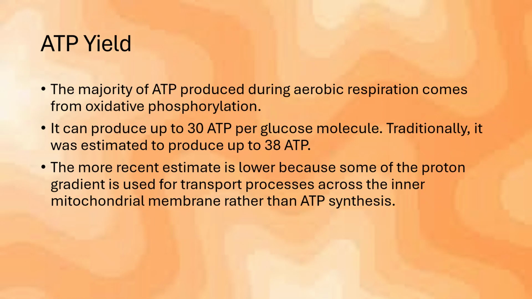The majority of ATP produced during aerobic respiration actually comes from oxidative phosphorylation. The traditional estimate was that around 38 ATP is produced through oxidative phosphorylation. However, the modern estimate suggests that this is around 30 ATP. The modern estimate is much lower because some of the proton gradient is used for transport processes across the inner mitochondrial membrane rather than ATP synthesis.